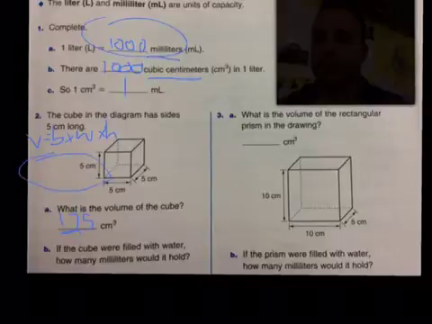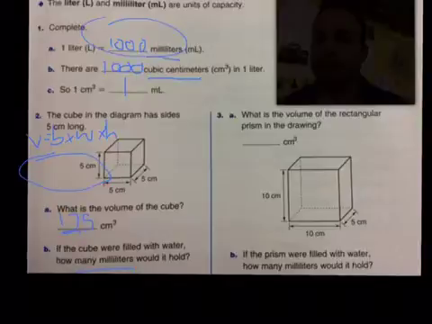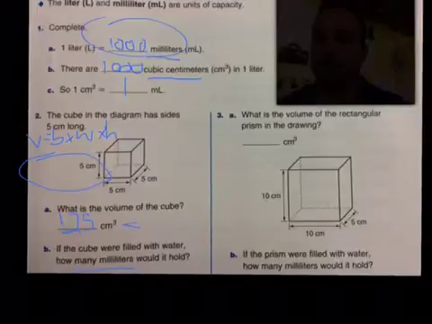So if I have 125 centimeters cubed, how many would it be in milliliters, as it's asking down here. If the cube were filled with water, how many milliliters would it hold? Right to the tip, it would hold the same amount, right? Because centimeters cubed is equal to milliliters. So it would be 125 milliliters.